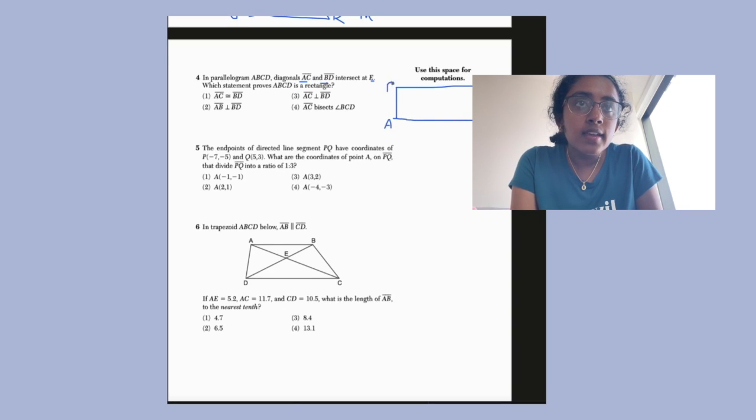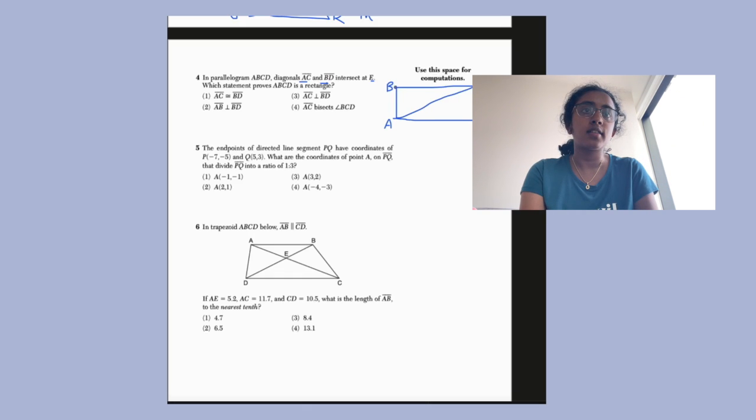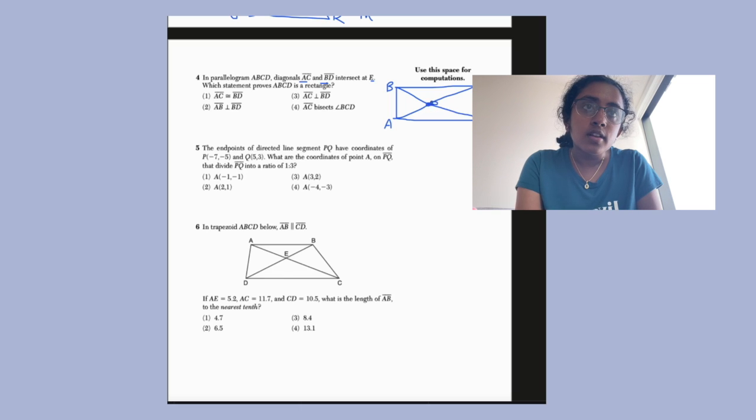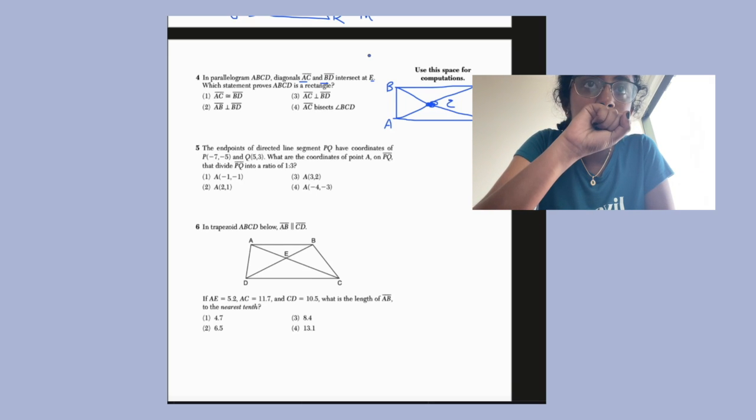We have A, B, C, D, diagonals AC and BD intersect at E. Okay, let's draw that out. I'm sorry that my rectangle does not look good. It intersects at E. Which statement proves that ABCD is a rectangle?